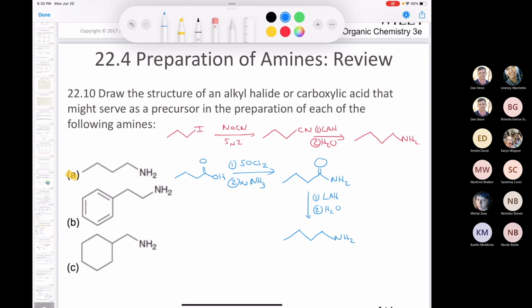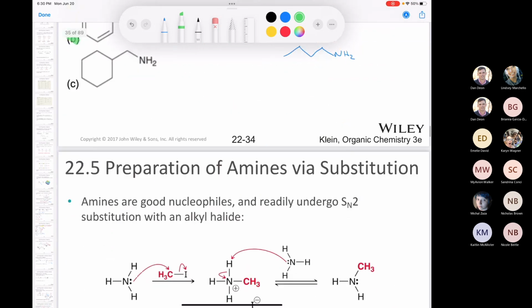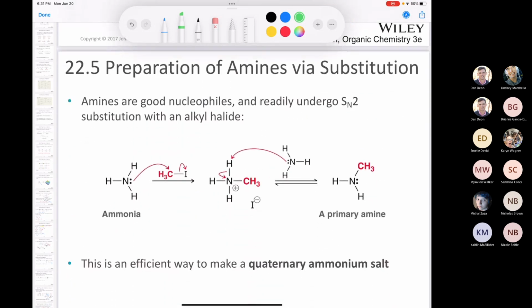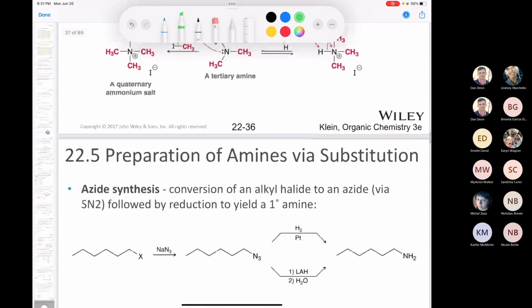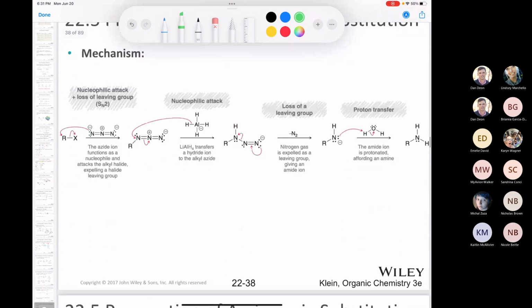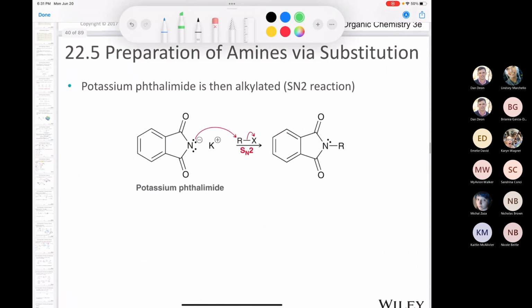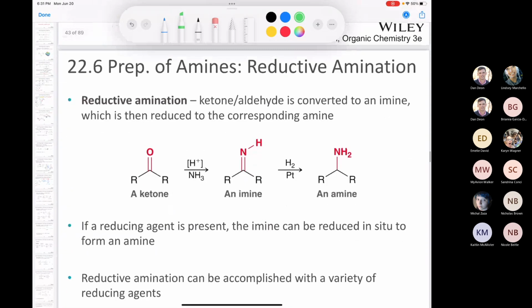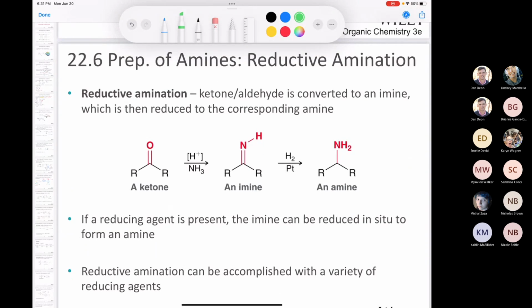I think we only need to do one more of these. Why don't we take a break, and everybody can give 22.10 a quick go, and then we'll come back after a short break and try that one. Then we're going to get into section 22.5, which deals with some new ways to prepare amines. What I really wanted to get into with you today was azide synthesis. We'll cover that, but there's a reaction I want to show you, not Gabriel synthesis. That's cool too. I wanted to at least mention this with you today.